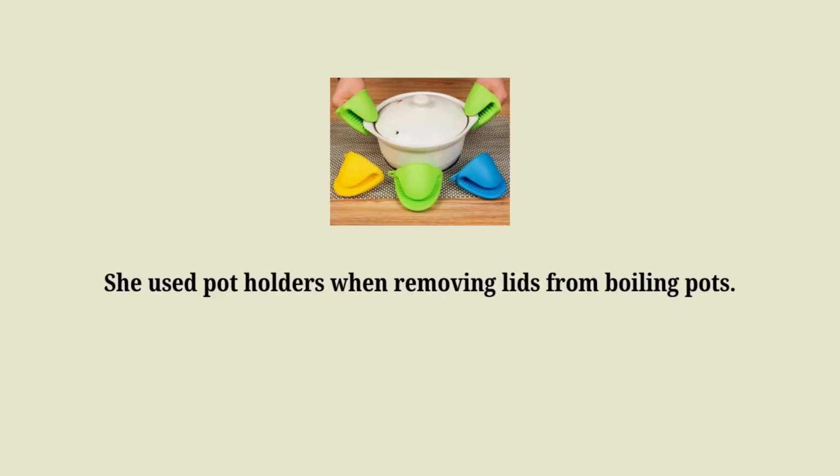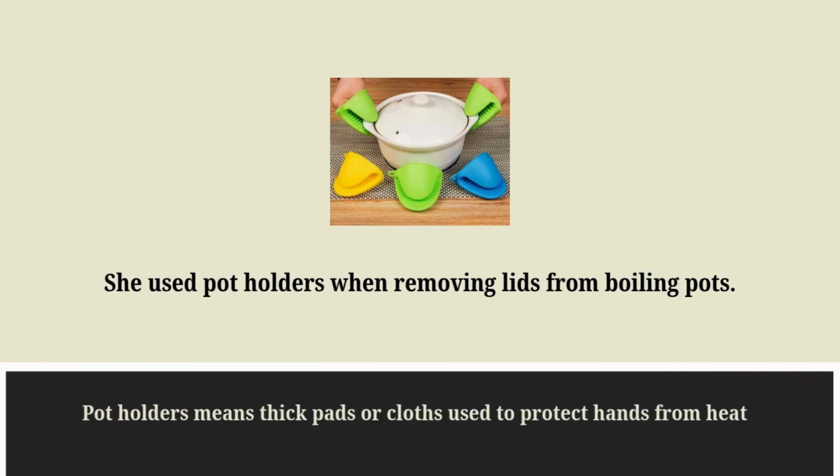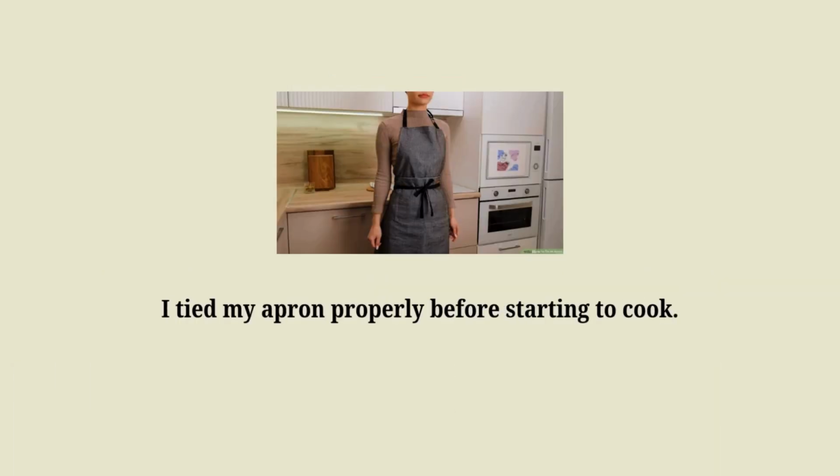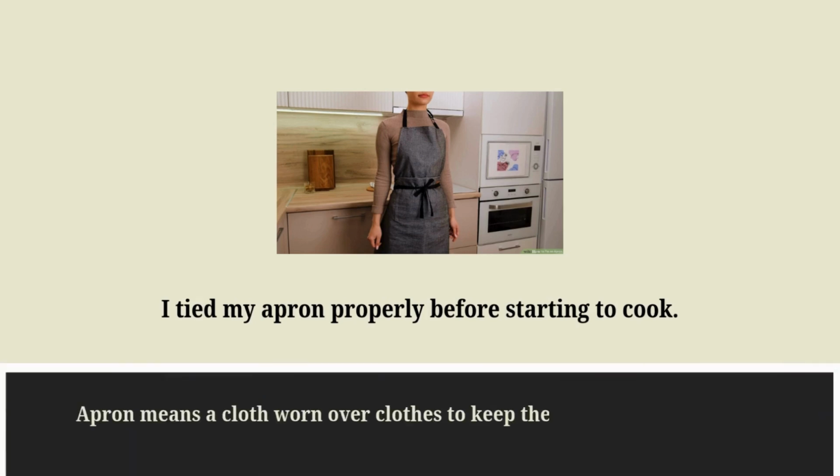She used pot holders when removing lids from boiling pots. Pot holders means thick pads or cloths used to protect hands from heat. He avoided wearing loose sleeves while cooking. I tied my apron properly before starting to cook. Apron means a cloth worn over clothes to keep them clean while cooking.